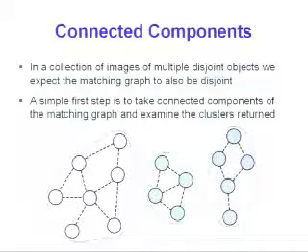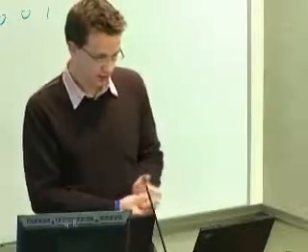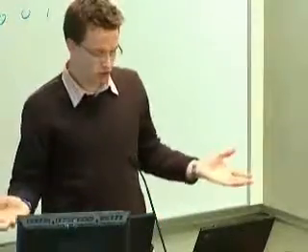So the first thing we can look at is, in a collection of images of multiple disjoint objects, we'd expect the matching graph to also be disjoint. Otherwise, you're a bit worried, I think. So the first simple step is simply to take connected components of this matching graph and have a look at the clusters or the components returned.